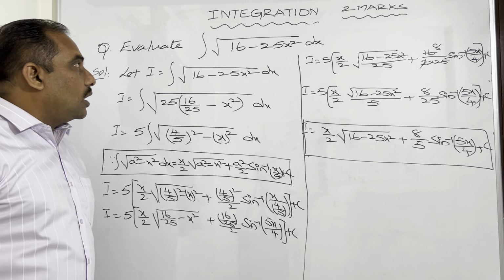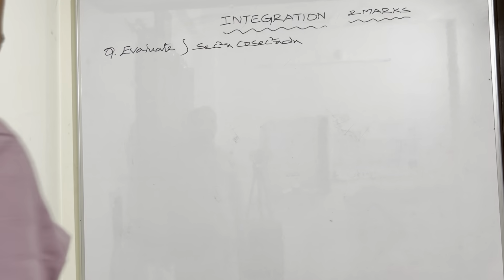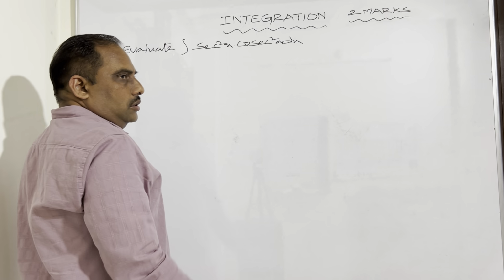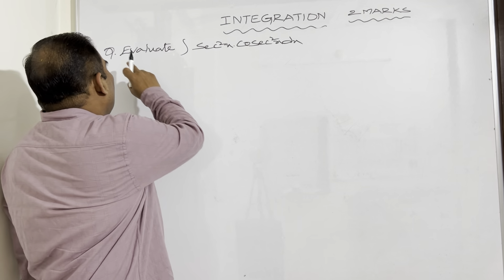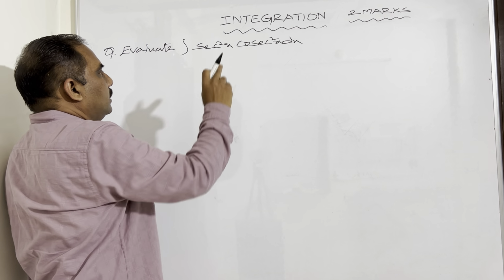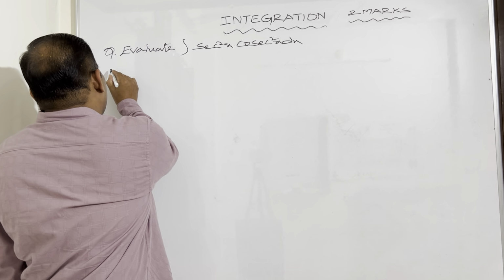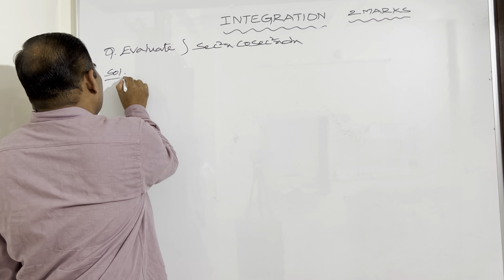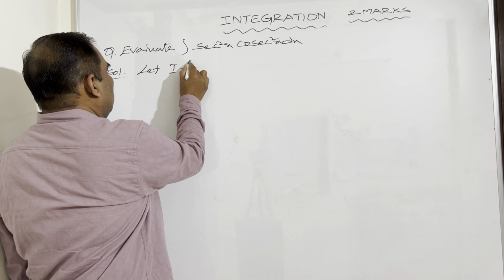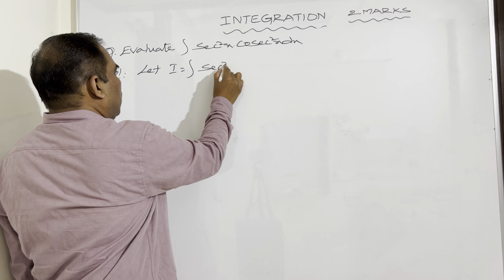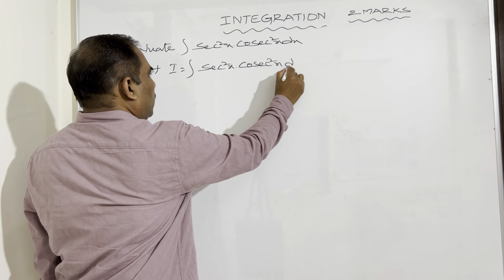Like this we can prove the integral of the given function. So in this video we are going to discuss integration 2 marks PYQs. The question is evaluate integral secant square x into cosecant square x dx. This is also given in the previous examinations. So now in the solution, let I is equal to integral secant square x into cosecant square x dx.